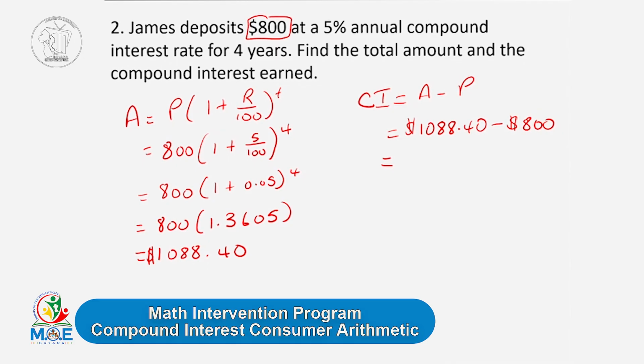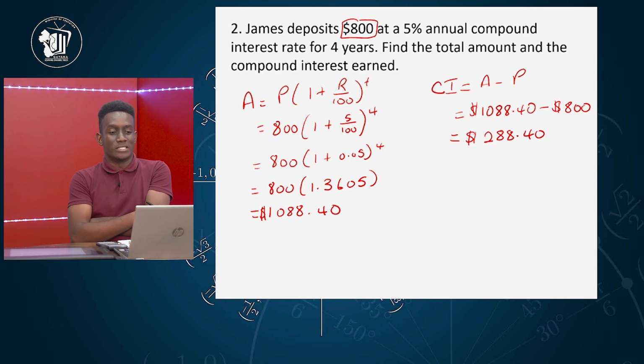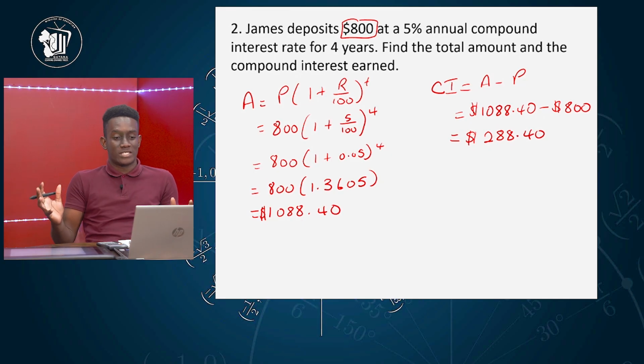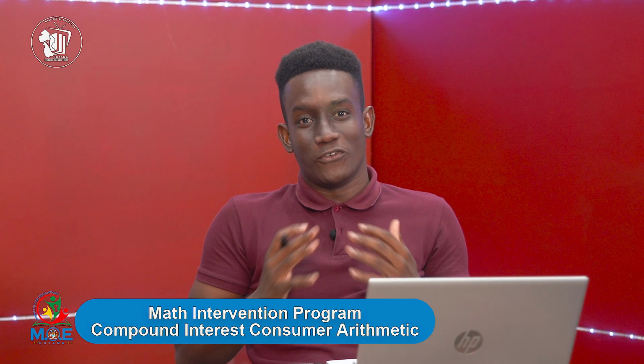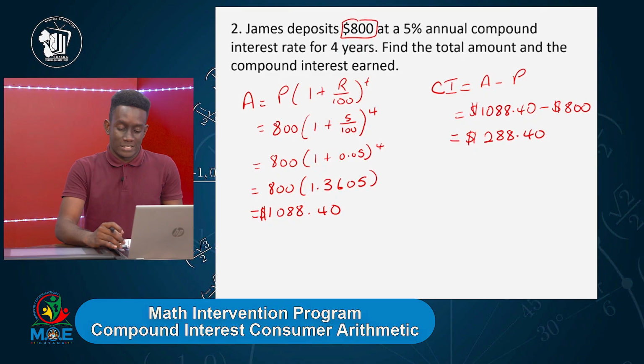And when we work this out, we will get a value of the compound interest being equal to $288.40. And that is how we calculate amount and compound interest. So the extra money that you will receive after this was invested will be $288.40. Now let's look at the last example.